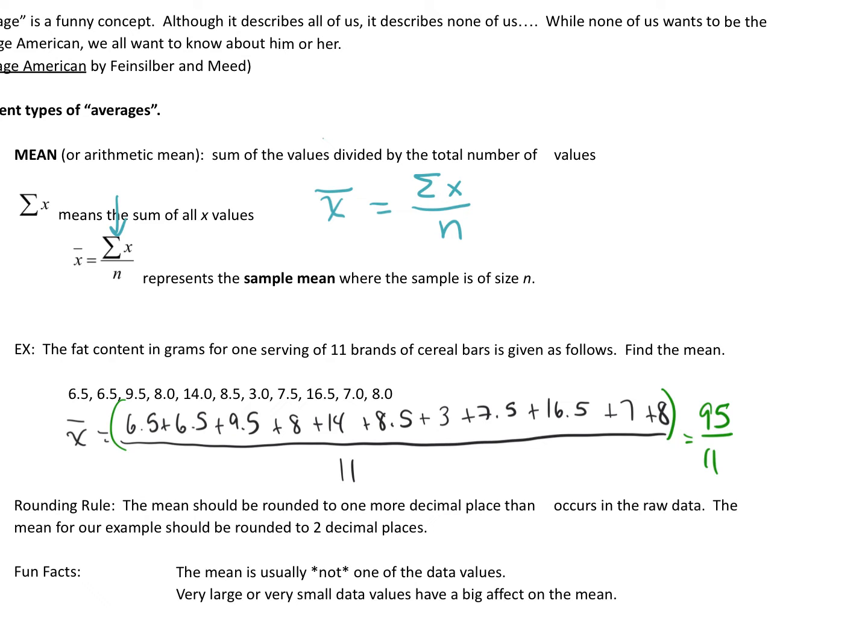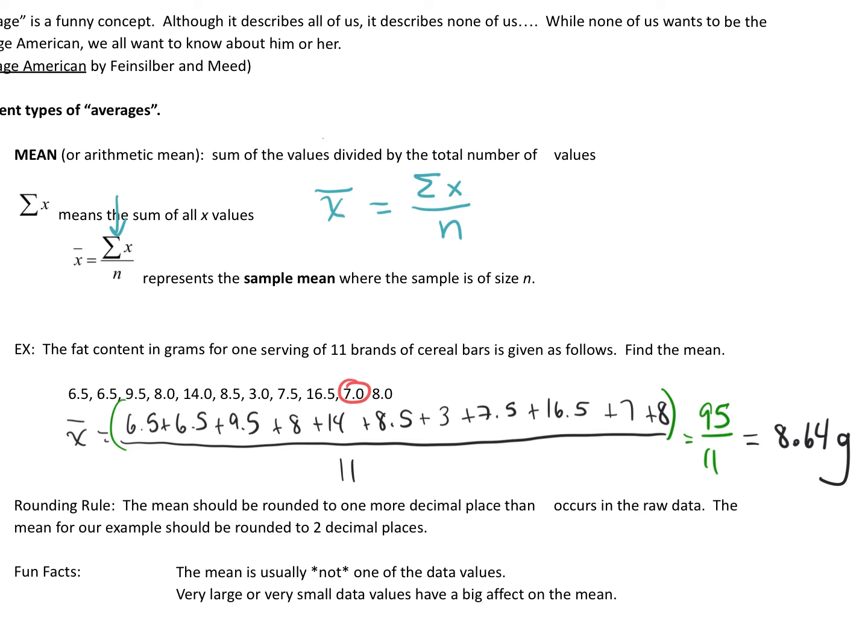8.64. Now, this is the grams of fat, so my unit would be grams. The reason I go to 2 decimals is that, in general, the rounding rule is you always want to go one more decimal place than the raw data. Since our data was 1 decimal, I want to go 1 past that, so I'm going to go to 2 decimals. If it was just integers, like 1, 2, 3, 4, then I would just go to 1 decimal and that would be fine.